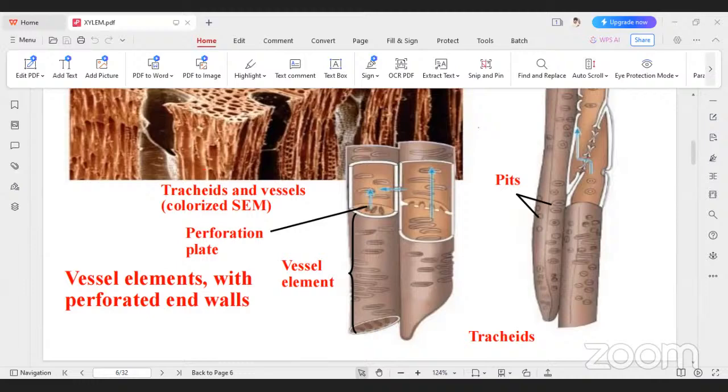Hello, can you compare both diagrams? Xylem. Hello. Yes, sir. Right.